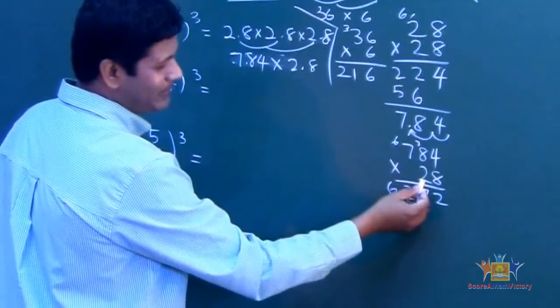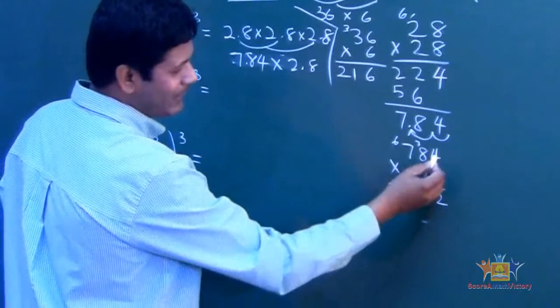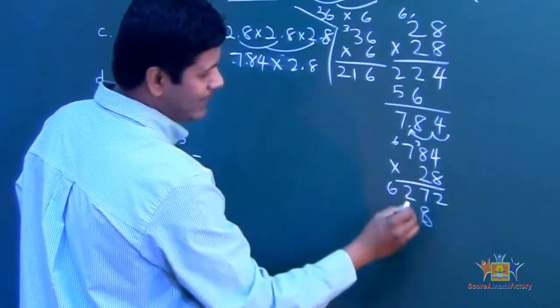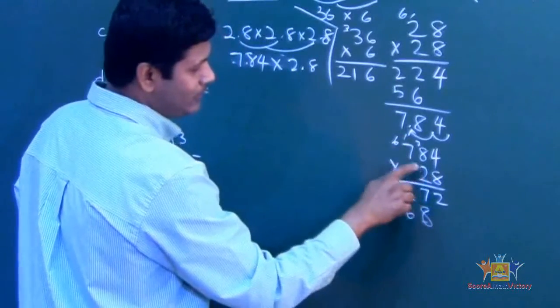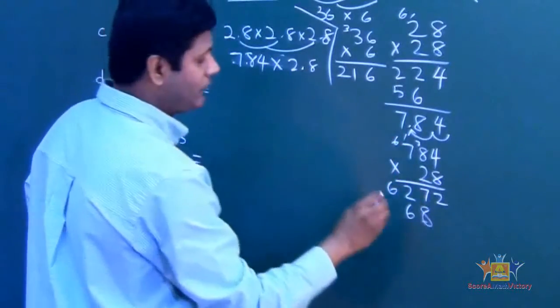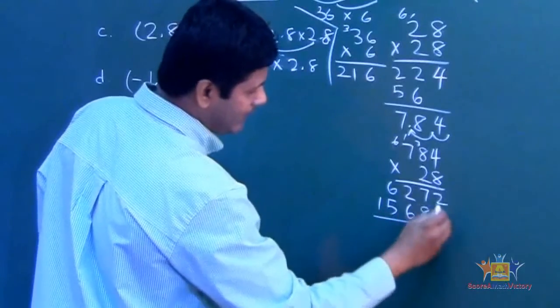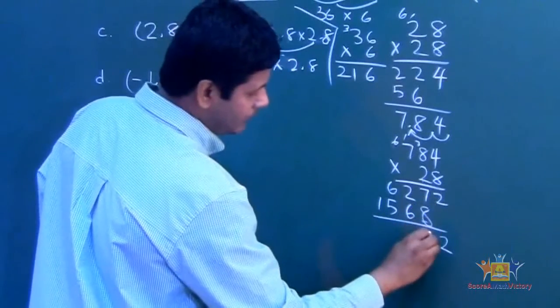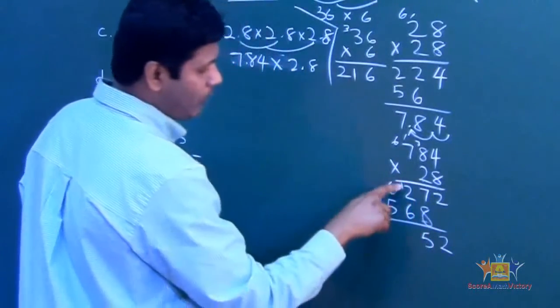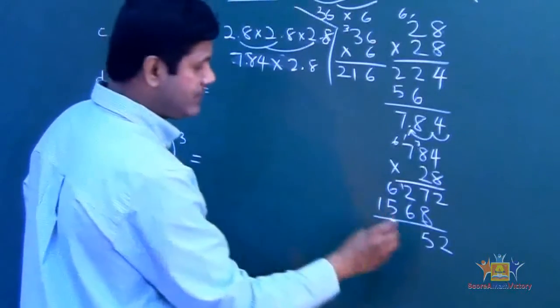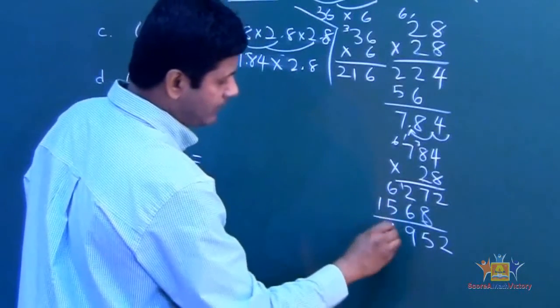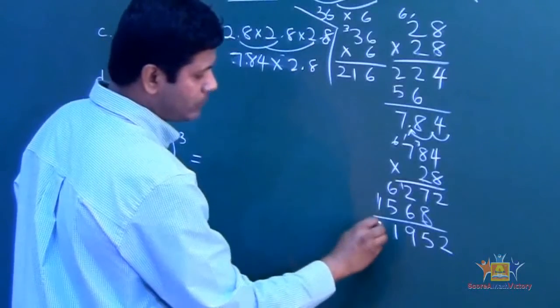Alright, now we're going to times it with 2. Make sure you start right here, right? 2 times 4 is 8. 2 times 8 is 16. 6 carry 1. 2 times 7 is 14. Plus 1 is 15. Alright, now we're going to add them. 2, 7 plus 8 is 15. 5 carry 1. 1 plus 2 is 3. Plus 6 is 9. Alright, 6 plus 5 is 11. 1 carry 1. 1 plus 1 is 2.